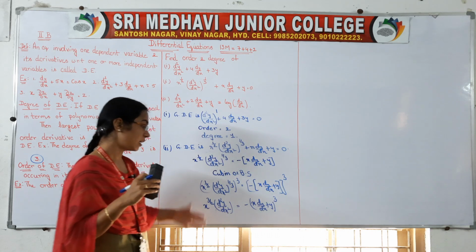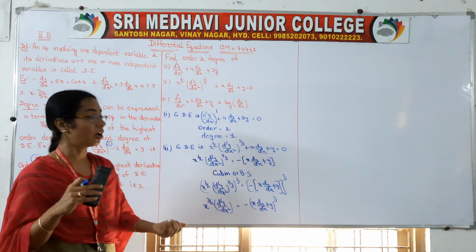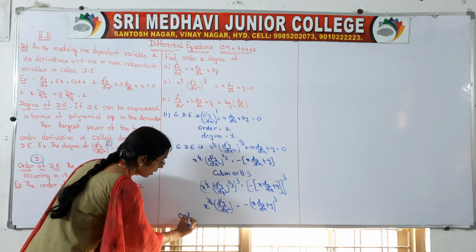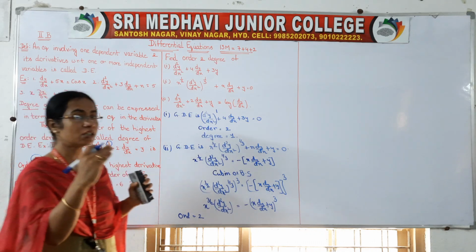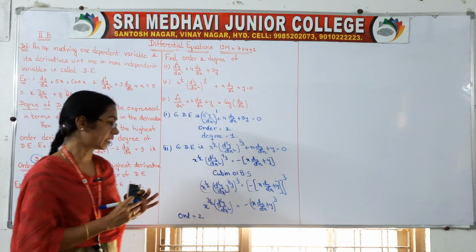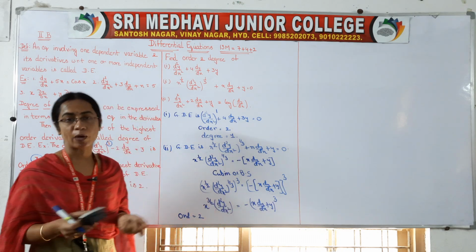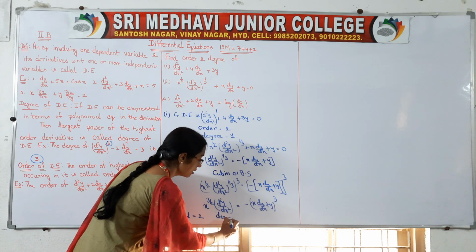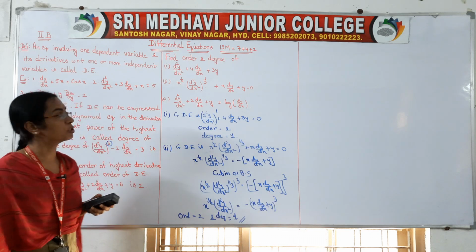So what is the order? That maximum number of differentiations is called its order. So order is equal to 2, and the highest order term's power is called its degree. See the power, nothing is written, which means its power is 1. So degree is equal to 1. So that is the answer to your second question.